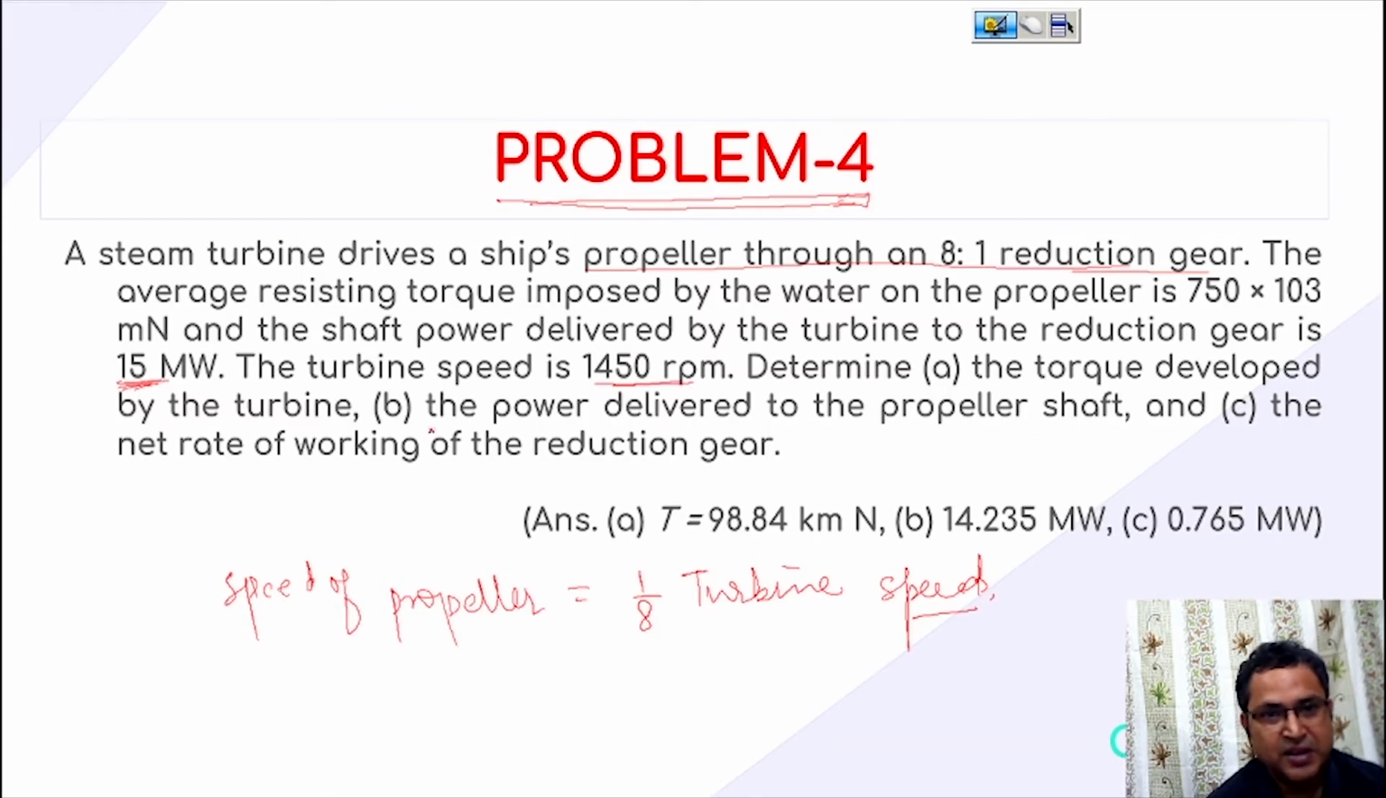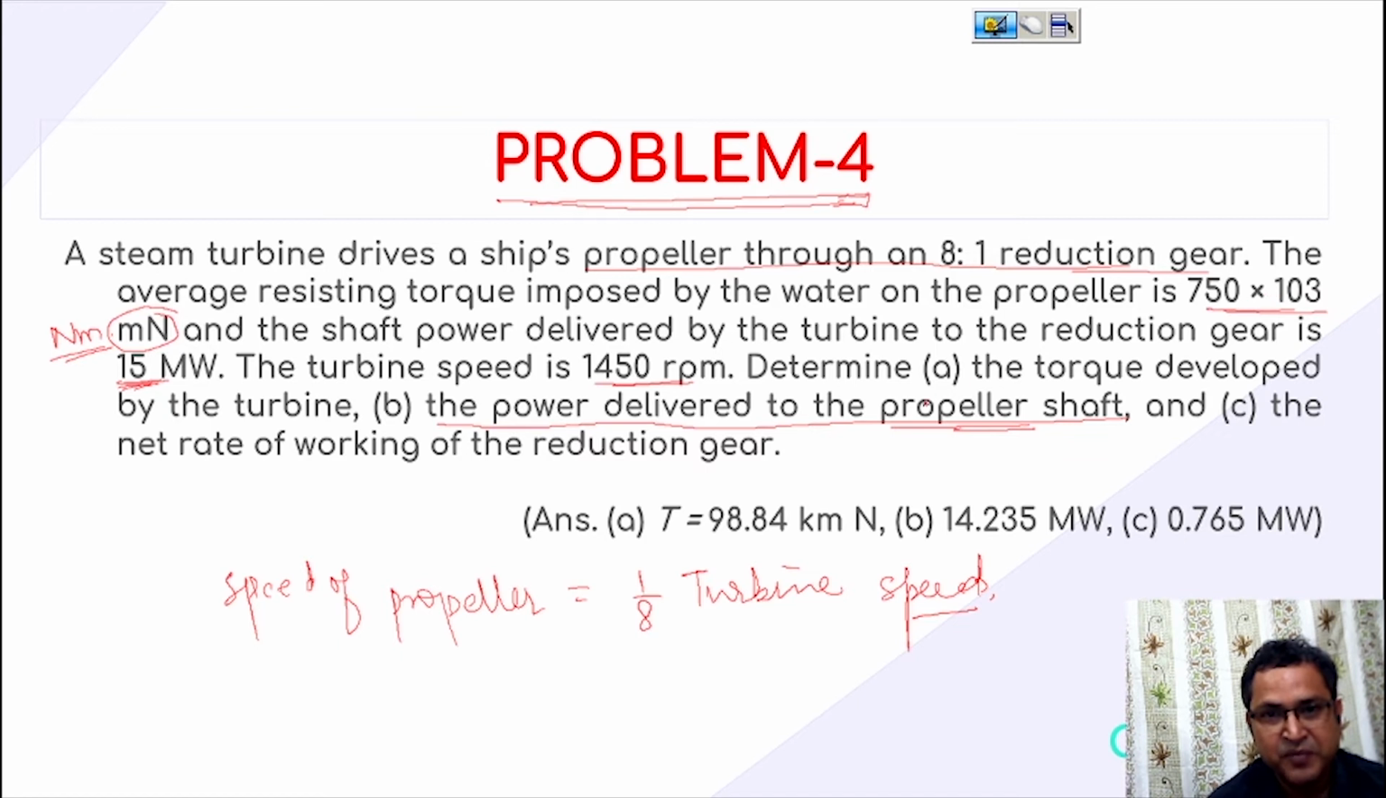The next is the power delivered by the propeller shaft. How much power is being delivered by the propeller shaft? Now you have been given that the average resisting torque imposed by the water on the propeller is 750 into 10 raised to the power 3 newton meter. Please make it clear, it is 750 into 10 raised to the power 3 newton meter. This is the torque developed at the propeller shaft.